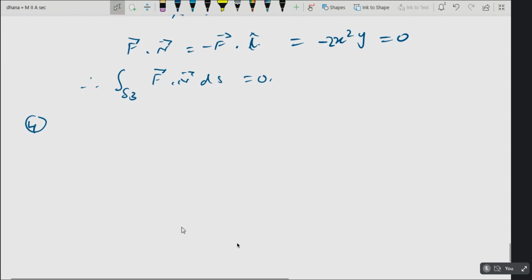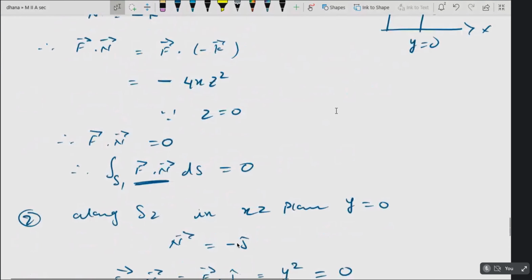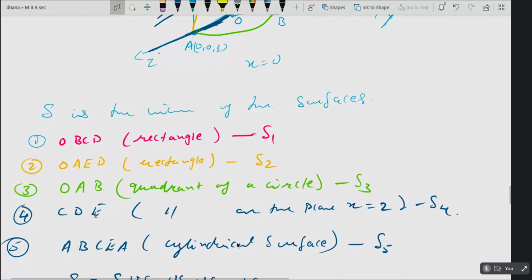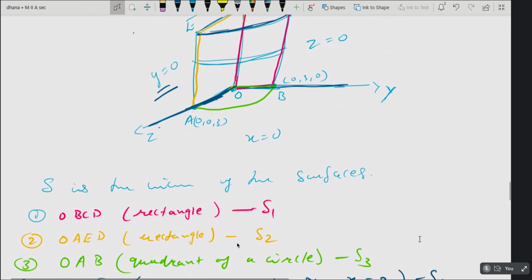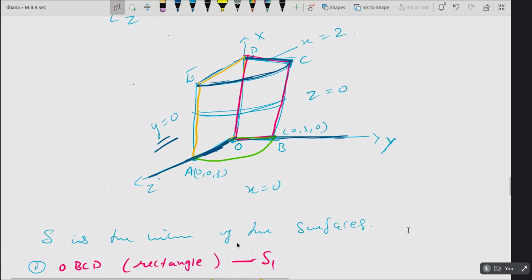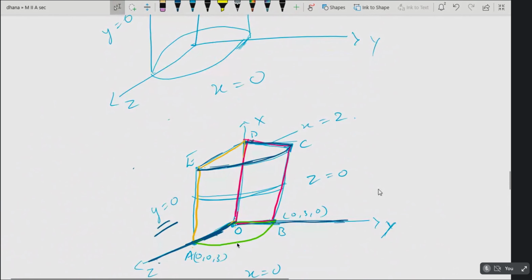Now, let us go to the next one along S4. S4 also 0? Are you sure? What is S4? Let me check. S4 is the CDE, it's a quadrant of a plane, on the plane X is equal to 2. Is it or not? X is this part. It won't be 0. It can't be 0.